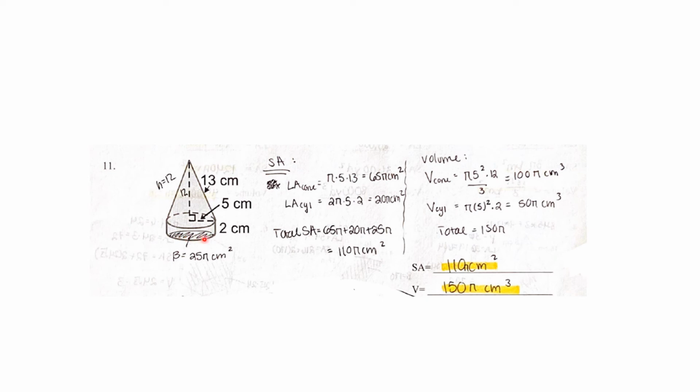So again, I started by finding the area of my base, 25 pi, and then I know I'm going to need the lateral area of this cone up here and the lateral area of the cylinder. So I found both of those right here, 65 pi and 20 pi, added them all together and got 110 pi centimeters squared. For the volume, all I needed to do was find the volume of the cone and then the volume of the cylinder. So my cone was 100 pi centimeters cubed, my cylinder was 50 pi centimeters cubed, add them together, 150 pi centimeters cubed.